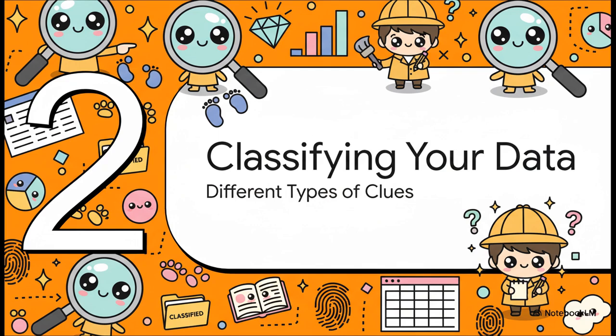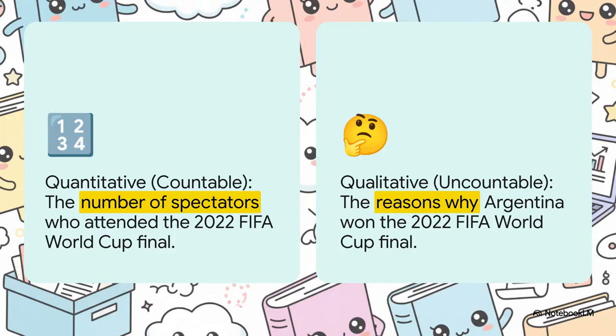So here's the thing. Just like in a real investigation, not all clues are created equal. A good researcher, a good detective, knows how to categorize their evidence to understand exactly what they're working with. This is how we start building a real strategy. First up, you've got your quantitative versus qualitative data.